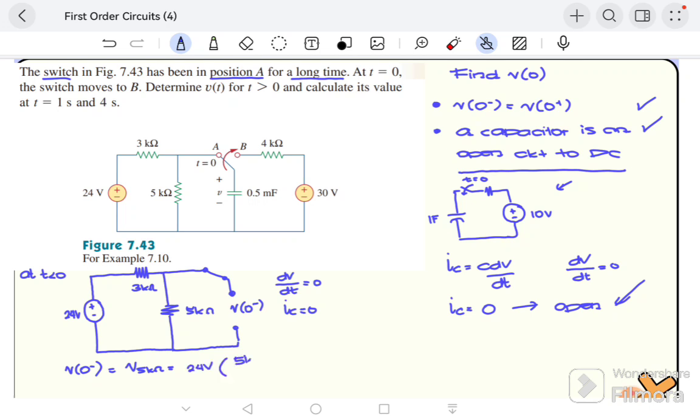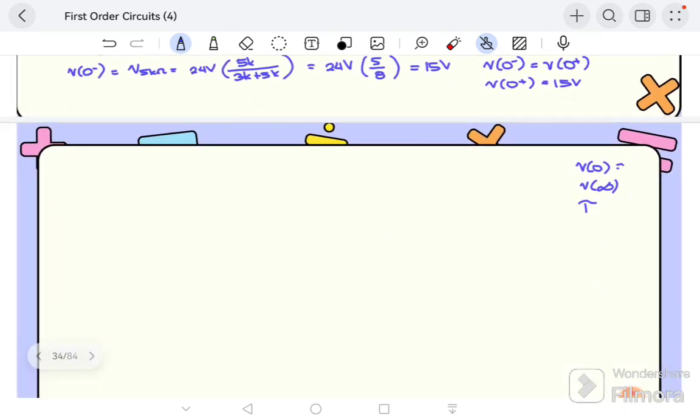Okay, 5K over 3K plus 5K, or 24 volts times 5 over 8. So, 24 divided by 8 is 3, 3 times 5 is 15 volts. Now, take note, V0 minus equals V0 plus, and therefore V0 plus is also equal to 15 volts. Therefore, we have the value for our V0, which is 15 volts.